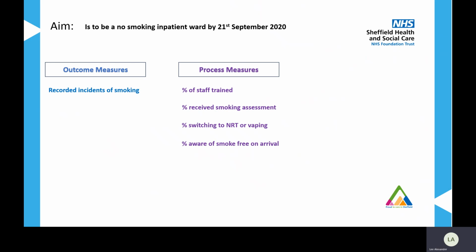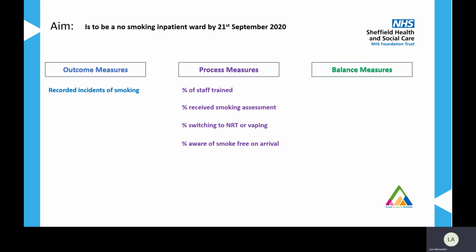And finally, early on, the team identified that whether or not a service user was aware that the ward was a smoke-free environment before arriving had a big influence on whether or not they engaged in switching away from tobacco. To achieve this, the team are working closely with referring teams and will measure how they're progressing against this by recording patients' awareness on admission.